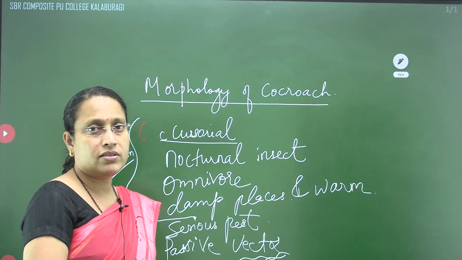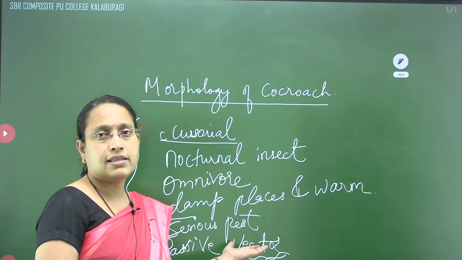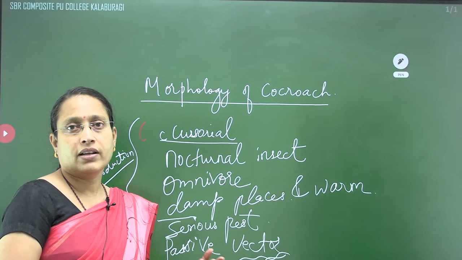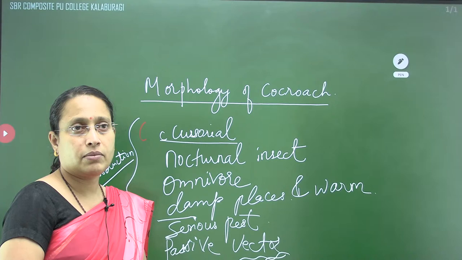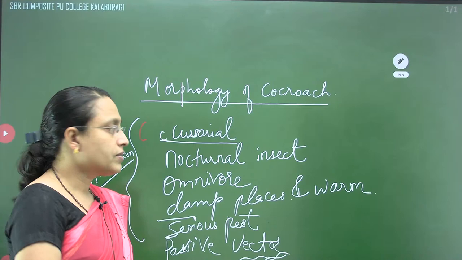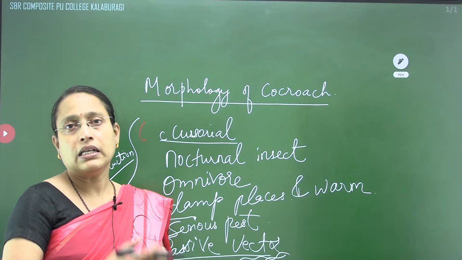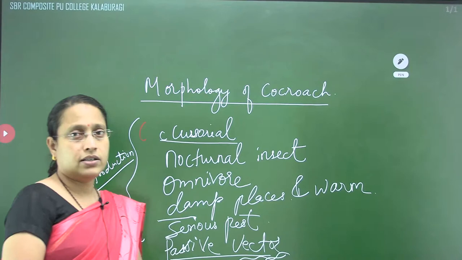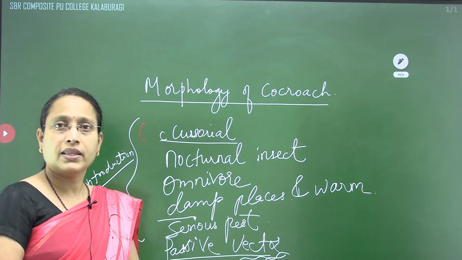Especially, it can transfer foodborne and waterborne diseases. It can be typhoid, it can be gastroenteritis. These are some of the diseases that can be passively transferred through the cockroach. Apart from passive transfer, some people can even be allergic to the components that are transferred by this cockroach. So this was about certain introductory points. There are some cockroaches which can take up other colors like green, but most commonly they are dark brown in color.